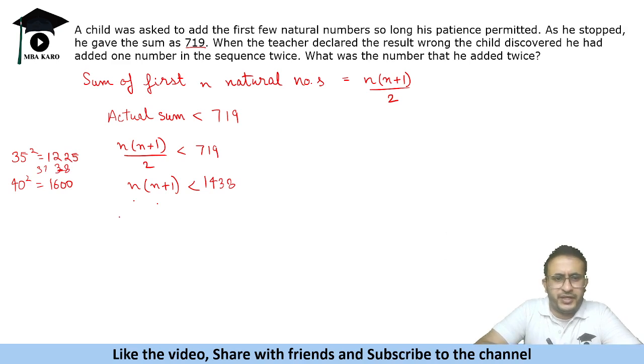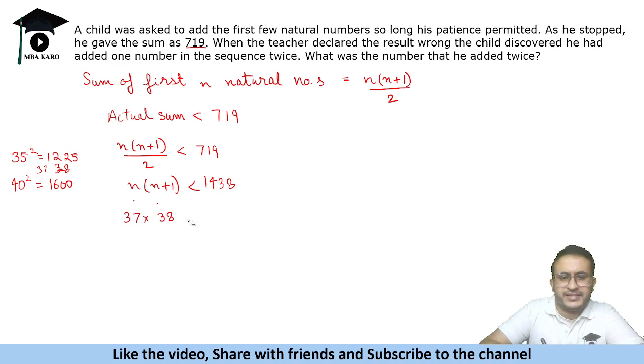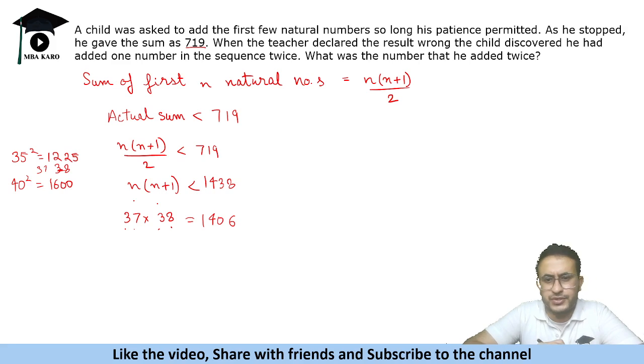Okay, so let us put n equal to 37. 37 into 38. 37 into 8 is 296, 29 carries 100, so we get 1406. You can do the calculations, you will get 1406. Now, is it less than 1438? Yes. What if we take 38 into 39?